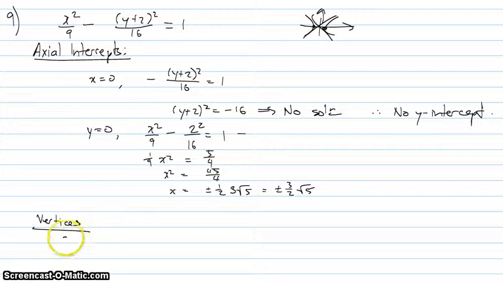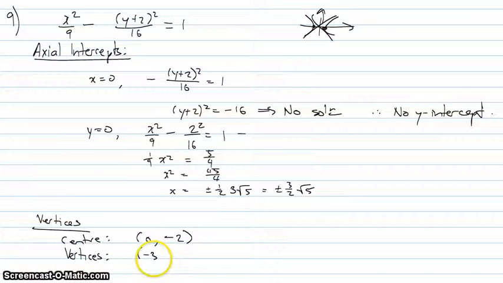well, we know that the center is going to be at the point 0, negative 2, because it's x minus 0, and then y plus 2. And we know that for the vertices, we set this part equal to 0, and then we just look at the denominator of the x squared term. That means the distance is going to be 3, so our vertices are going to be minus 3, minus 2, and 3, minus 2. So it's a distance square root 9 away from the center.